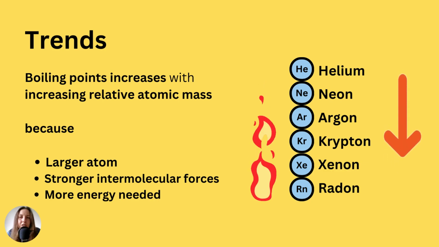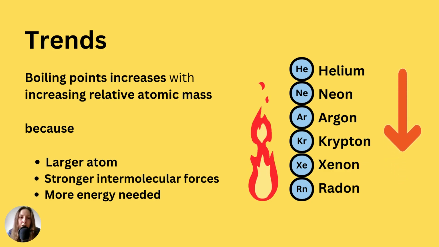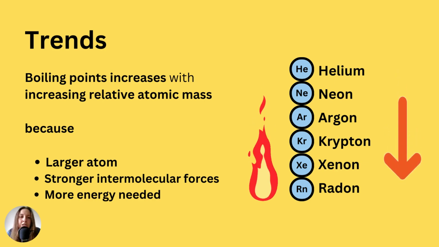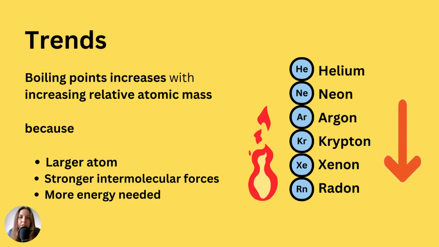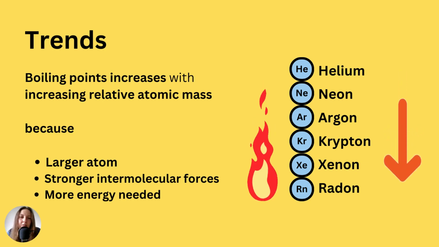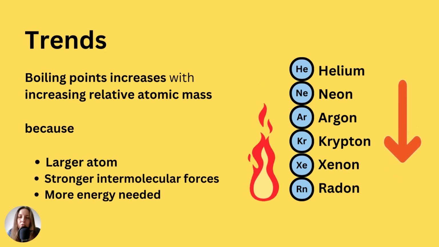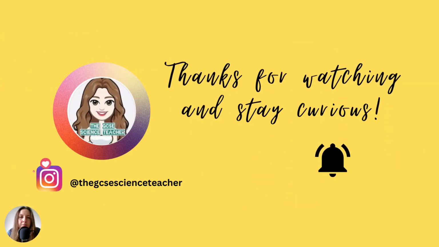And this is because the larger the atom, the stronger those intermolecular forces are. And that means there is more energy that is needed to break those intermolecular forces. And therefore, the more energy in terms of thermal energy is needed, that means the boiling point has to increase. And that's where you get this idea that the boiling point increases as you go down the group because you have to add a bit more energy to overcome those forces.